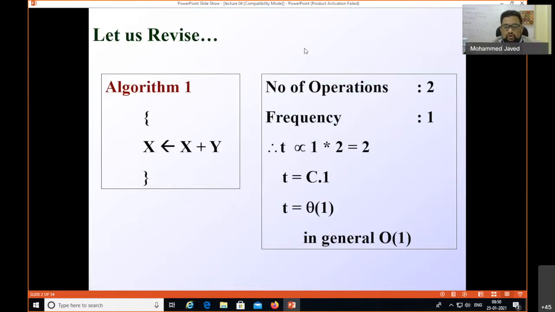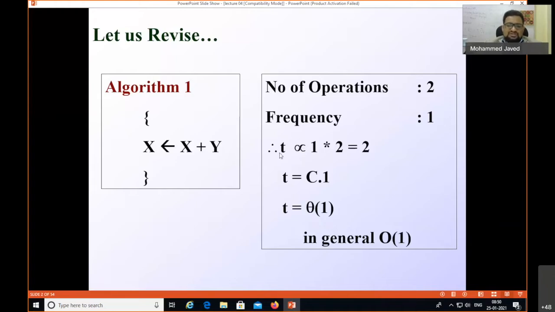In the previous lectures 2 and 3, we saw how to derive the time complexity of an algorithm. In this slide, I have shown a very simple algorithm. Here is a variable x which keeps on adding, that is x equal to x plus y. It is a very simple representation. How many operations are there in this particular instruction? The number of operations is 2. One is assignment, the other one is the plus operator. So 2 operations, and the frequency of this statement is 1.